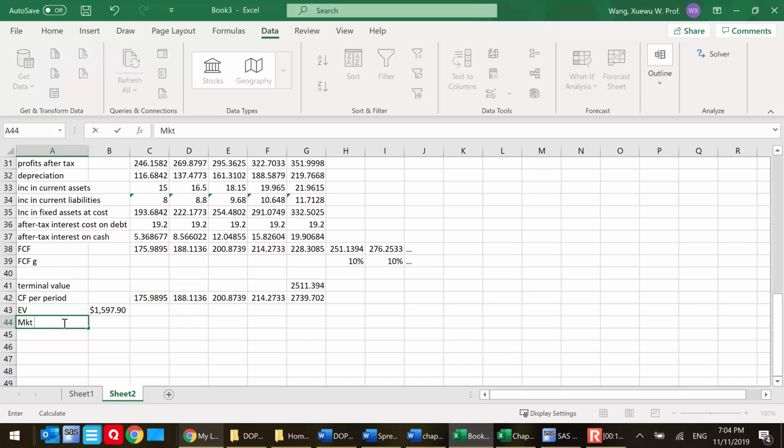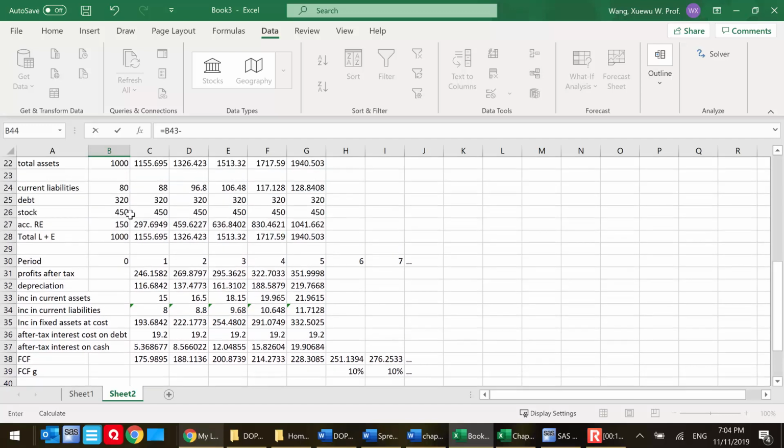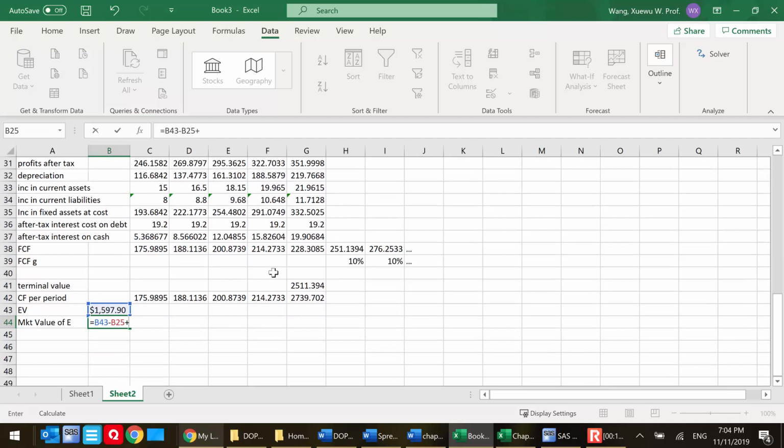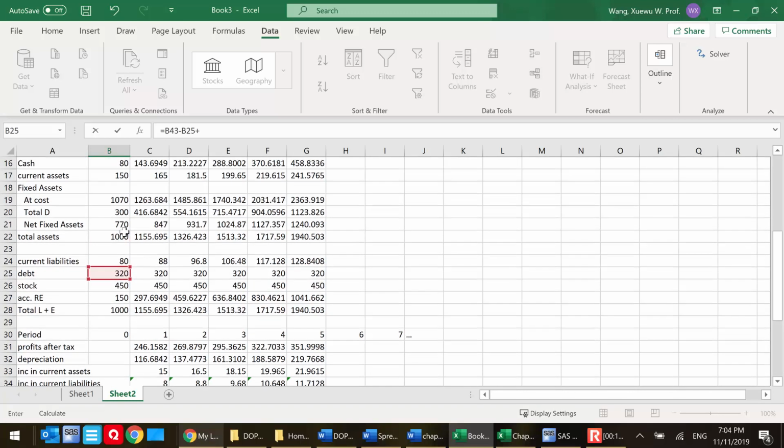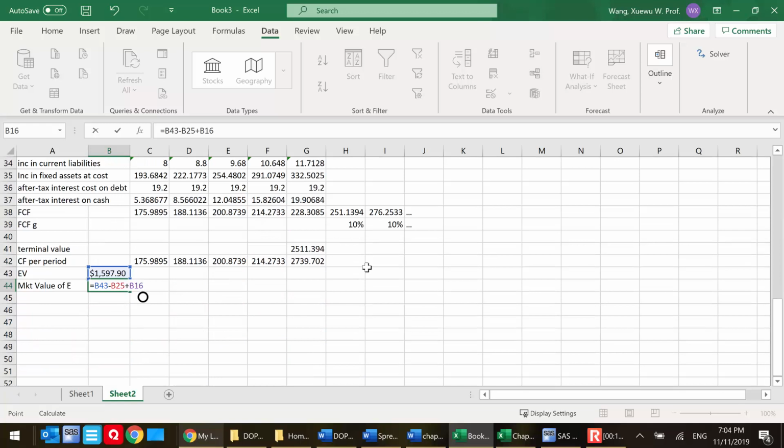And so I can now look at the market value of equity. And so this is going to be equal to enterprise value minus debt. The debt in year 0, 320 plus cash, the cash in year 0, which is 80. So that is market value of equity. It's 1,357.90. All right. So this is part A. So let me just say number 2, part A. Okay. All right. So we're just done with part A.